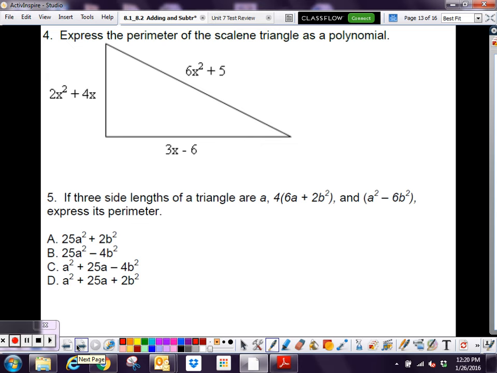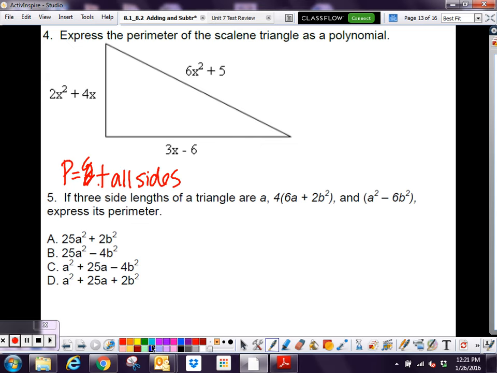Number 4, express the perimeter of the scalene triangle as a polynomial. So let's think about what perimeter means. Let's just talk in general. Perimeter is add all the sides. Add all the sides. Okay, so that's what I'm going to do.